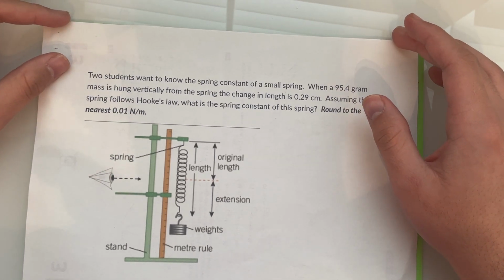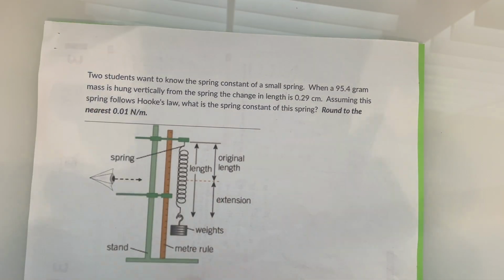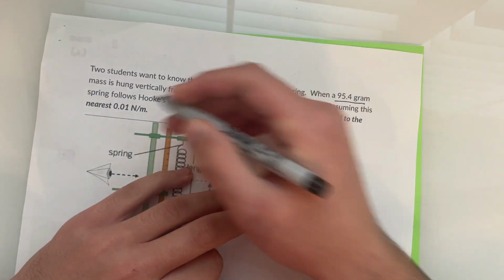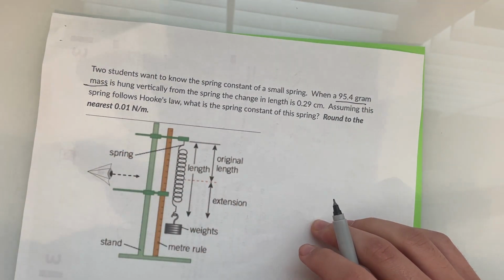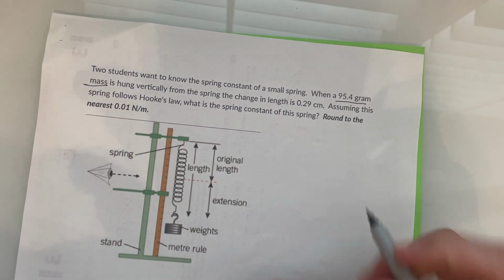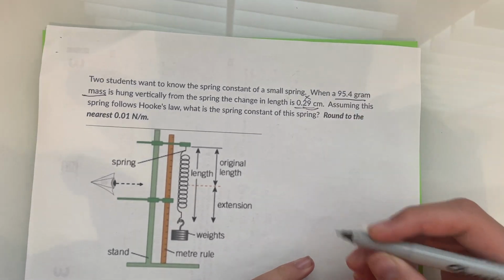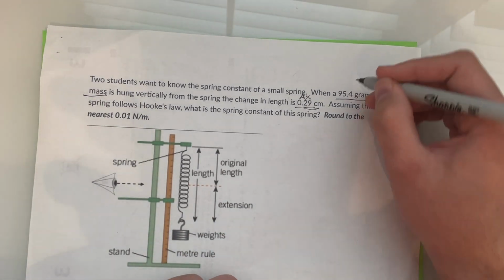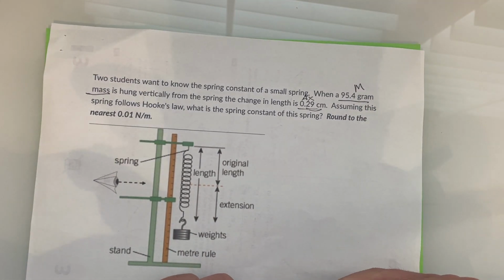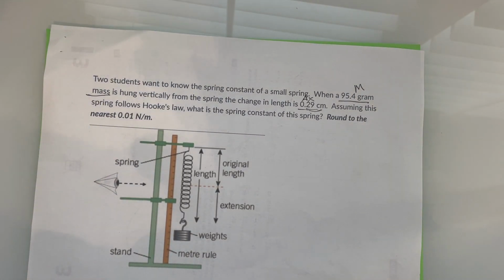Two students want to know the spring constant of a small spring. When a 95.4 gram mass is hung vertically from the spring, the change in length is 0.29 centimeters. So that's the x change, the delta x. Assuming the spring follows Hooke's law, what is the spring constant of the spring? Round to the nearest 0.01 newtons per meter.